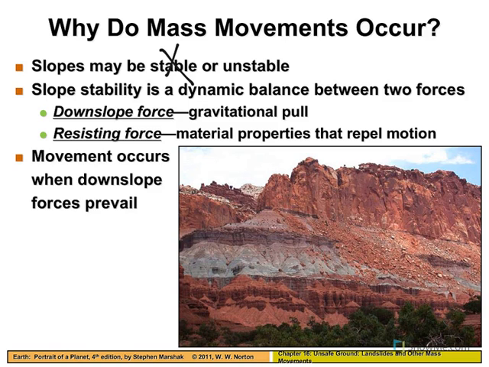So obviously downslope motion occurs when gravity is working much harder than the resisting force.